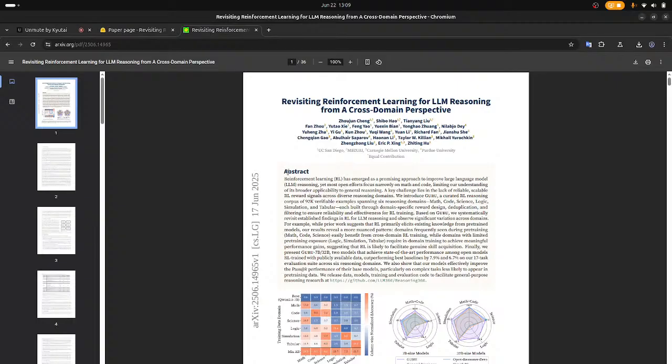Yeah, I can just briefly explain what I'm seeing here. They have a section on data curation. So they're taking existing benchmarks and so on and doing it.